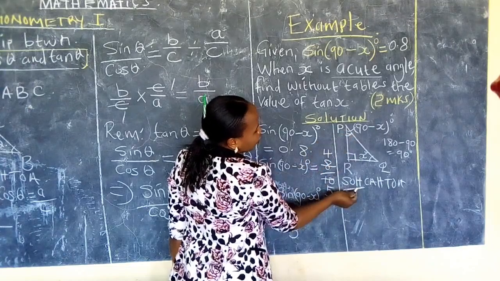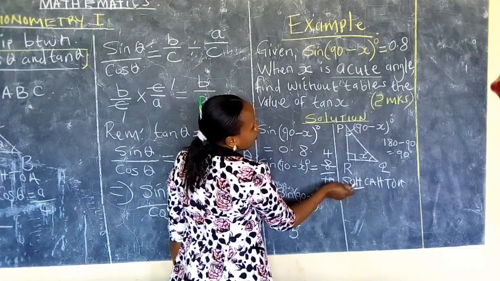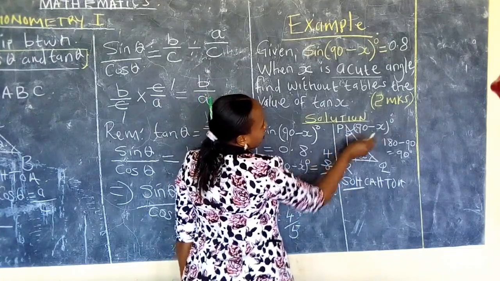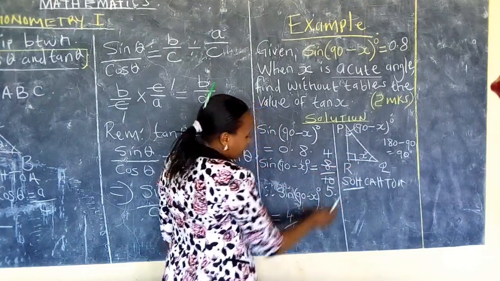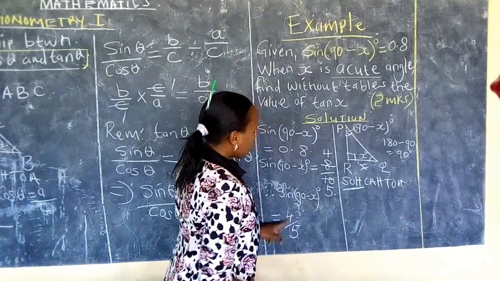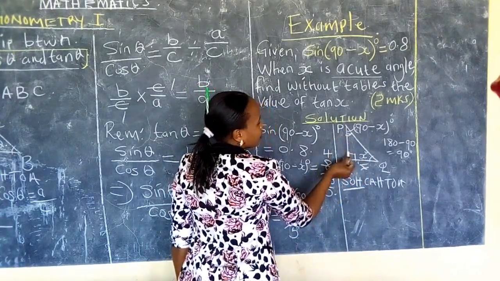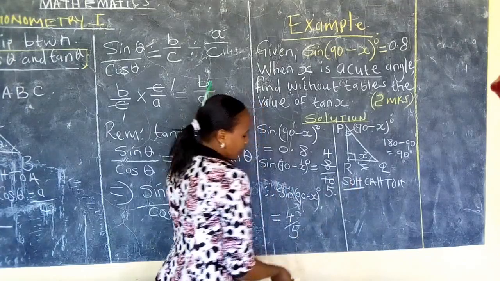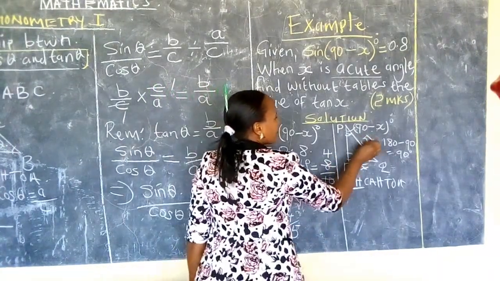Because we are considering this angle 90 minus x, we want to know which side is opposite to it. This side is directly opposite to this angle, and we are referring to it as 4 units. Another thing is the hypotenuse, the longest side of any right-angled triangle. The longest side is assuming the value 5.